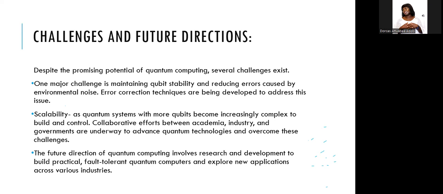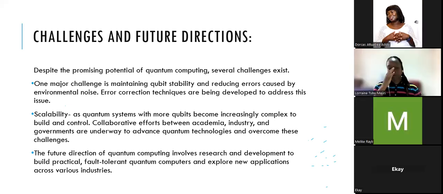Once there is that, it means there are errors, and you don't want results that have errors. You want the more accurate the results, the better, of course. And then there's scalability, as quantum systems with more qubits become increasingly complex to build and control. Of course, there are collaborative efforts between academia, industry, and governments to advance quantum technologies and overcome these challenges.